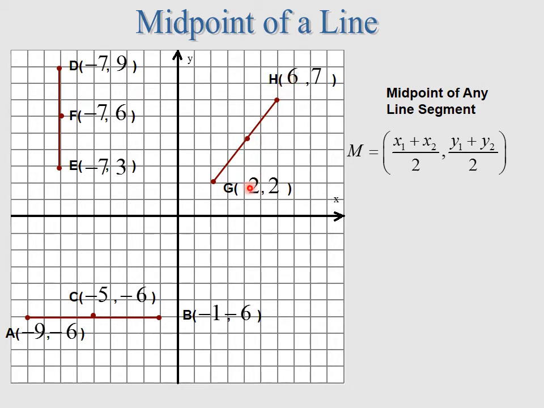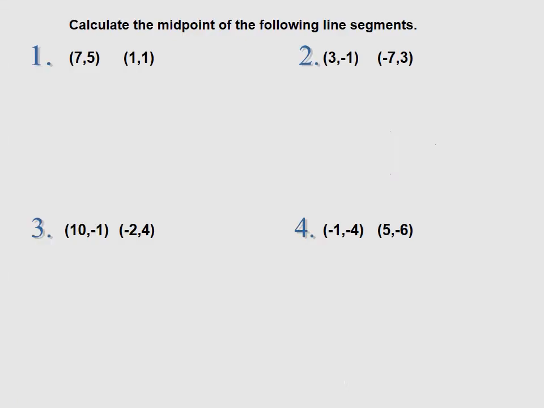So 6 plus 2 is 8, divided by 2 is going to be 4, and 7 plus 2 is 9, divided by 2 is going to be a decimal, but that's okay. So this point is actually at 4, 4.5 exactly. So now we don't have to guess. Let's use this formula now that we know it works and try a couple of examples.